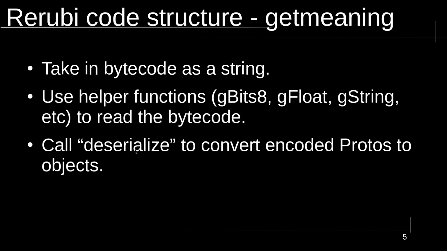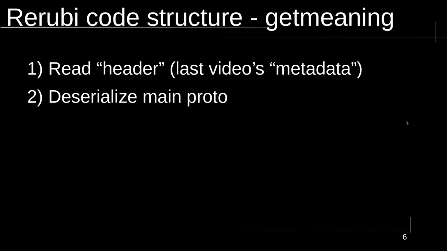Then we call deserialize to convert the encoded protos to objects. We're going to talk about that when we actually get to the deserialize function a little bit more, what that actually means. So there are just two steps, mainly, in the get meaning function. We read the header. When we talked about metadata in the last video, it contains things like the Lua version that you're on and the size of certain numbers. It is not relevant at all in the case of obfuscators, so we're not going to talk about it too much. And then we deserialize the main proto.